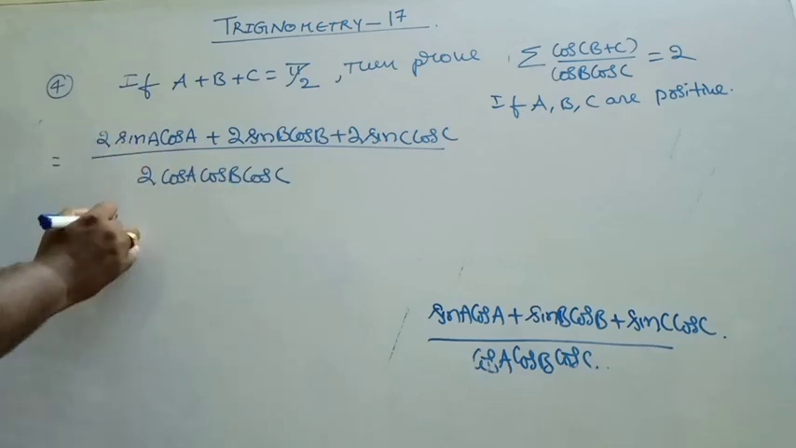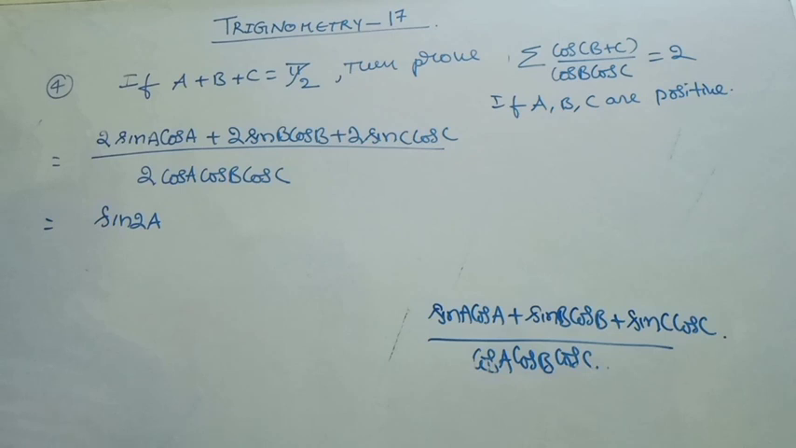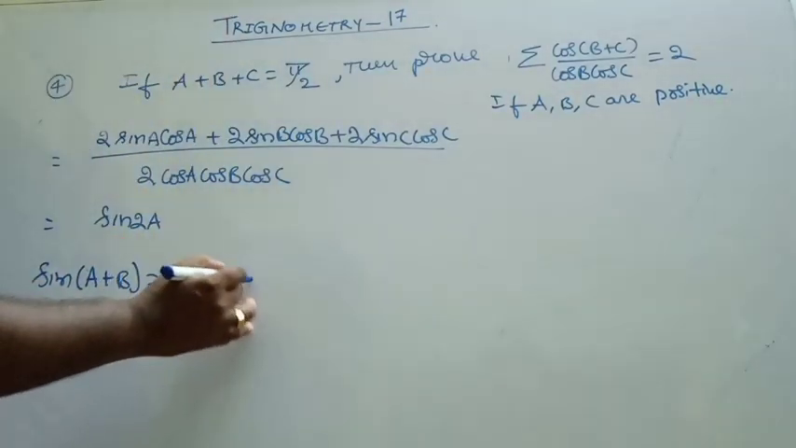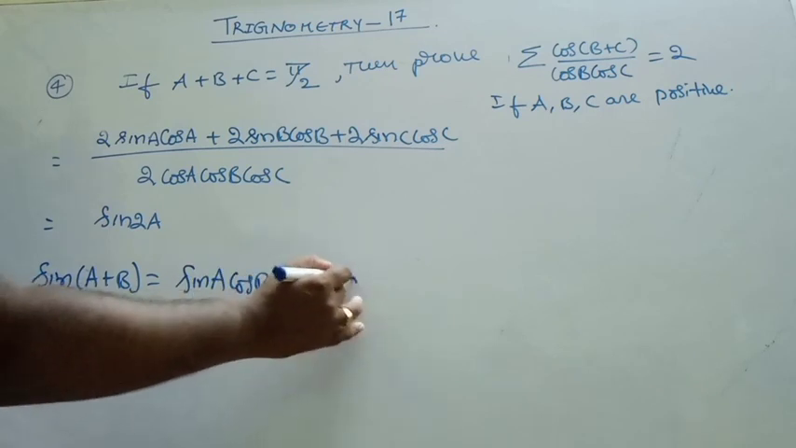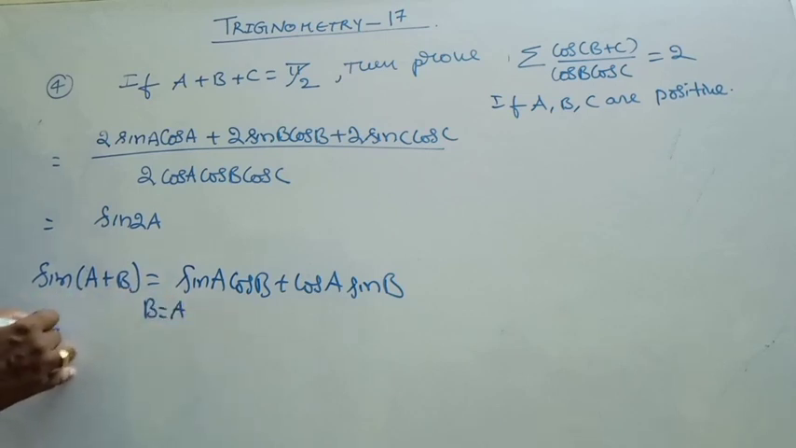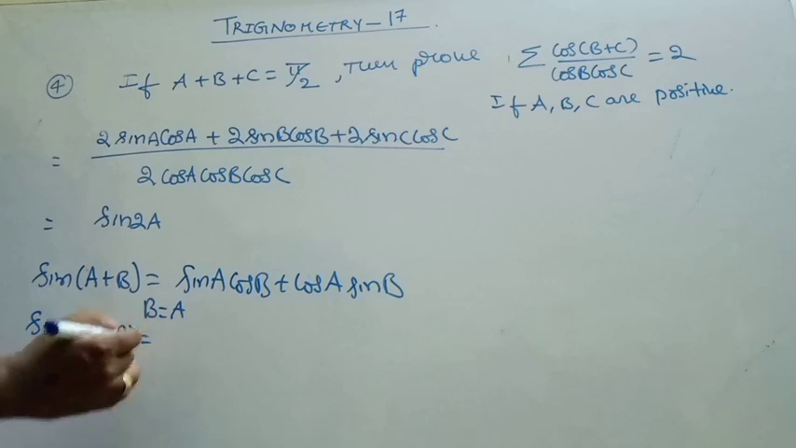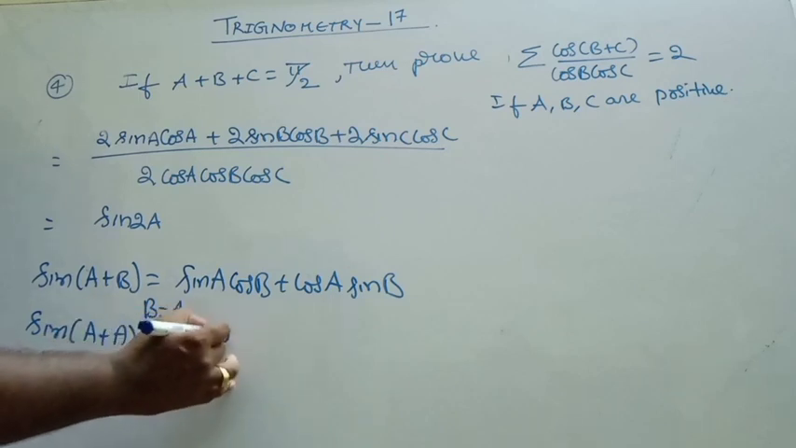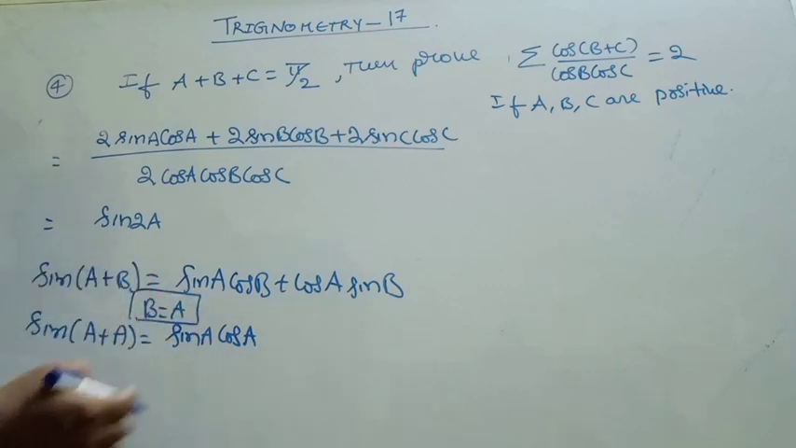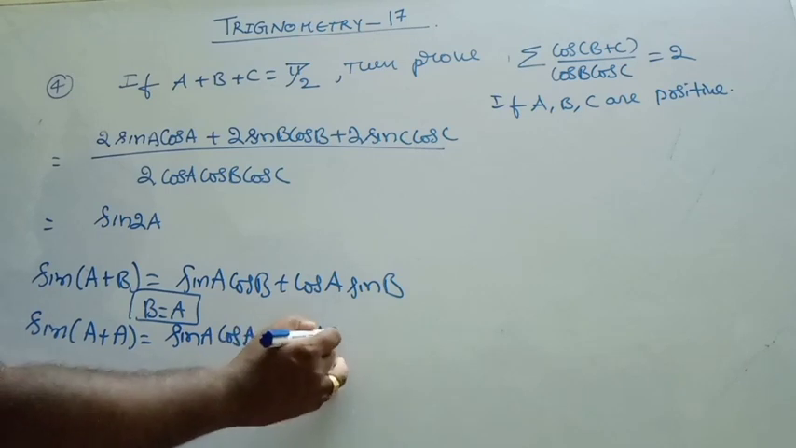Now this is sin 2A. You see how we got sin 2A: you know the sin A plus B formula. However, this is the multiple angle formula that we are going to discuss. Sin A plus B is sin A cos B plus cos A sin B. Now in the place of B you take A, because you have taken B equal to A, so sin A plus A is sin A cos A plus cos A sin A.